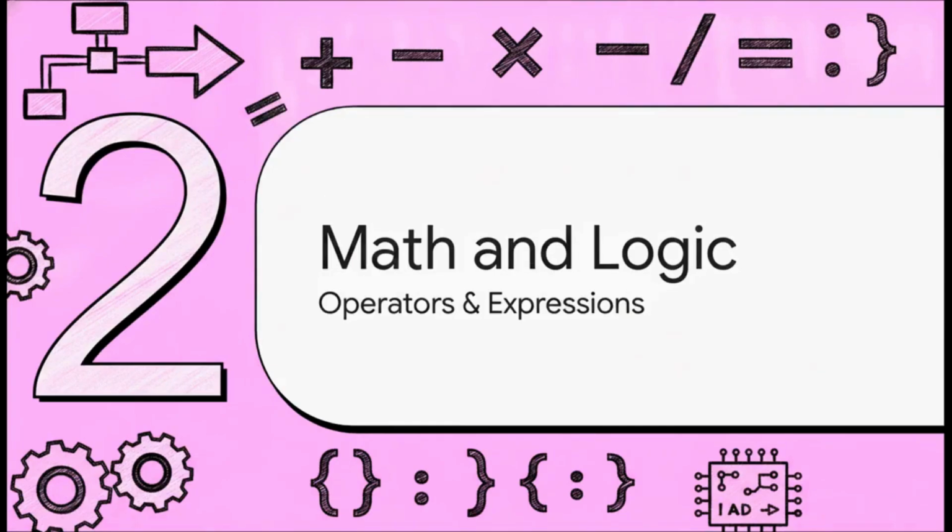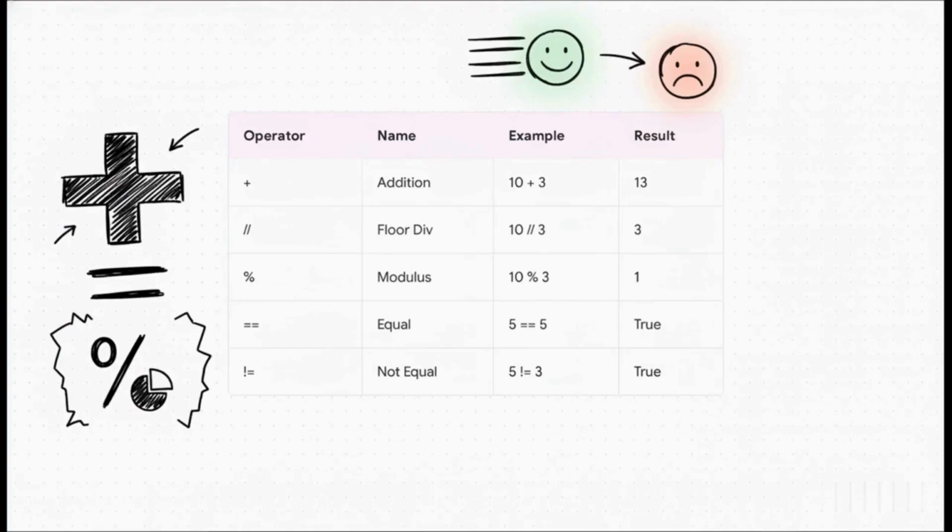Moving right along to section 2, math and logic, focusing on operators and expressions. This is where operators come in. These are symbols that act as instructions, telling Python to perform specific math calculations or logical comparisons. You know the standard ones like the plus sign for addition, but Python gives us some incredibly powerful specialized tools too. Take floor division, which is the double slash, that divides numbers but chops off the decimal, leaving just the whole number. Or the modulus, the percent sign, which gives you the remainder of a division. That one is super useful for figuring out if a number is even or odd.